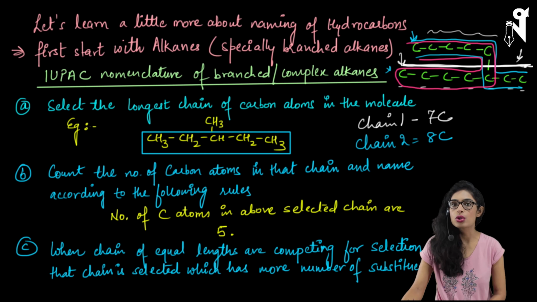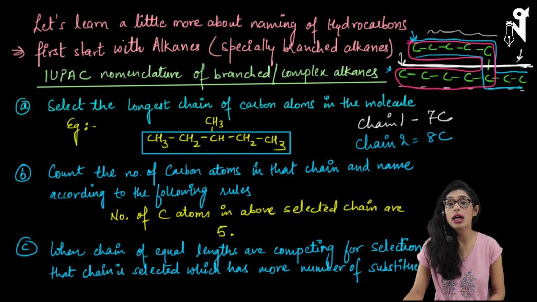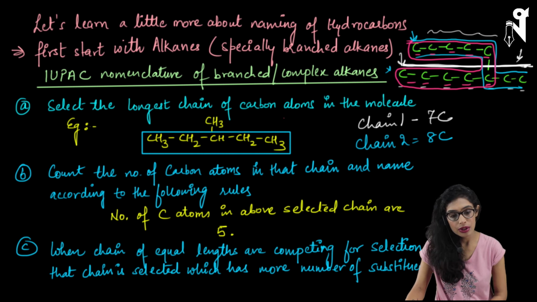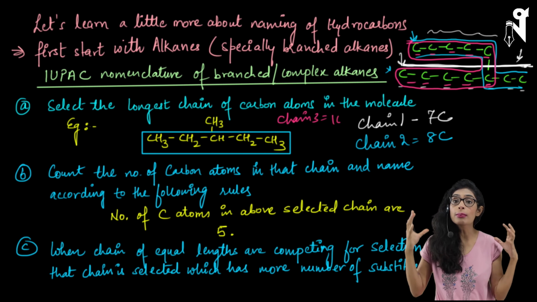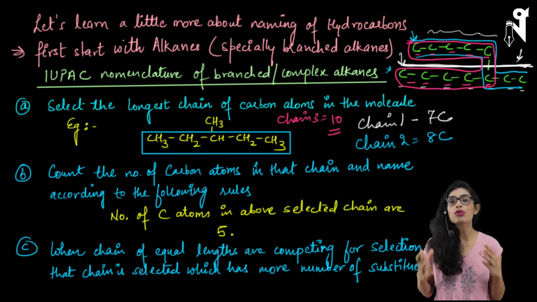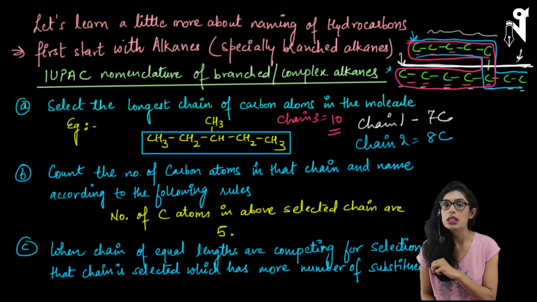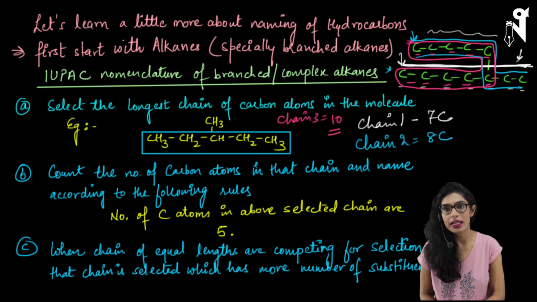This is my another chain, and let's count how many carbons are there in this chain. So I have 1, 2, 3, 4, 5, 6, 7, 8, 9, 10. So the third chain has 10 carbons in it. So from the same compound, I could find out three continuous chains. One chain was giving me 7 carbons in it, another chain was giving me 8 carbons in it, and the third chain was giving me 10 carbons in it.